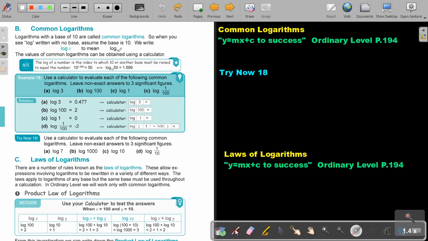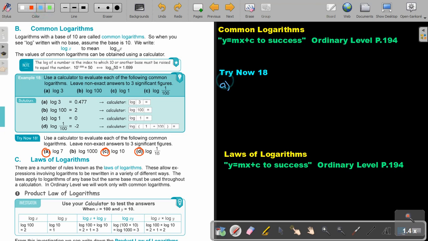Okay, I want you to stop the video, and I want you to do number A, number C, and number D. You can continue the video as soon as you are finished.